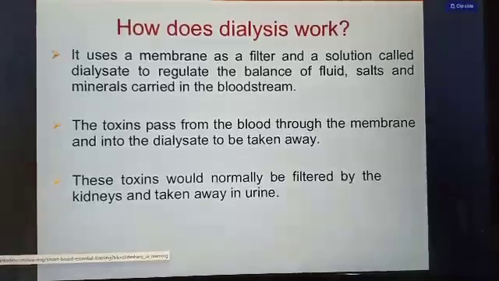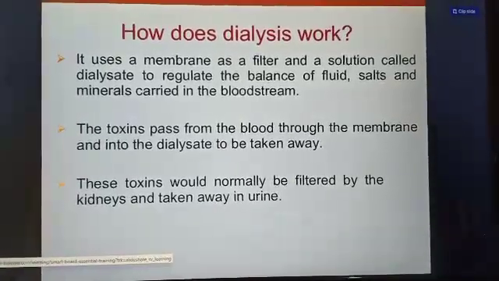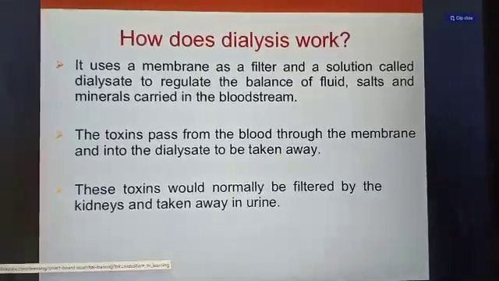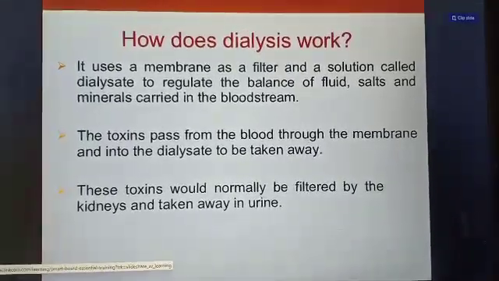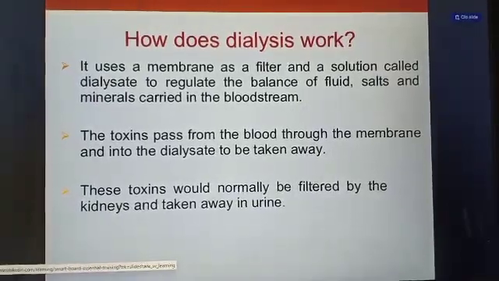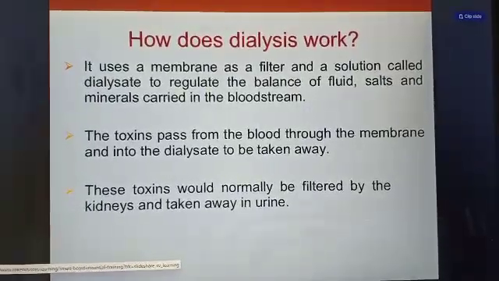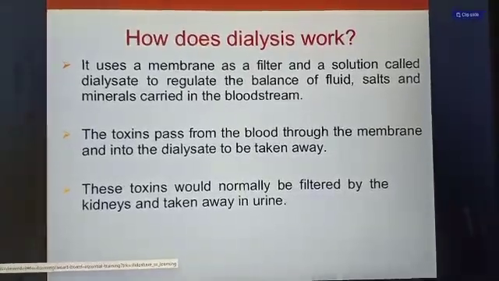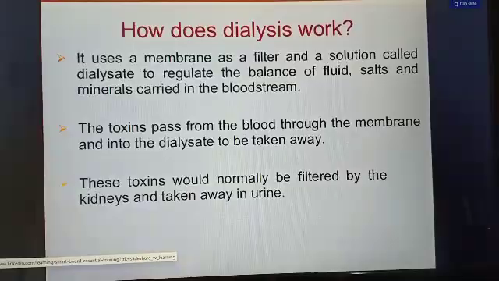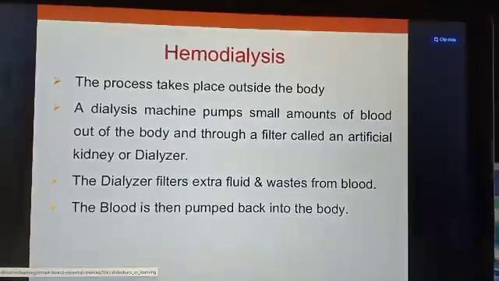This toxic waste would normally be filtered by the kidney and taken away in the urine. But in the absence of the kidney, this membrane does the same work as a kidney. This membrane is actually semi-permeable, which means it removes only the waste substances from the blood.